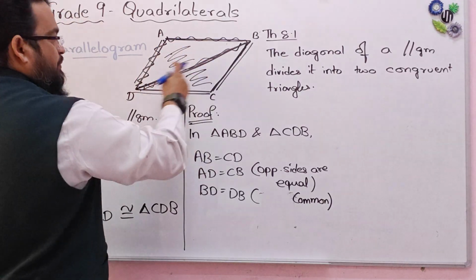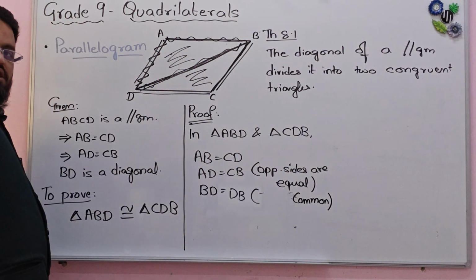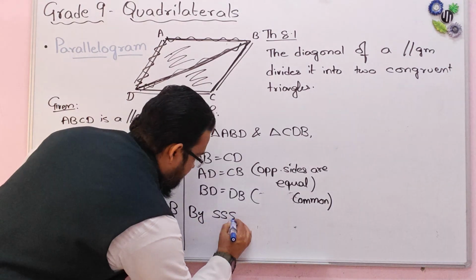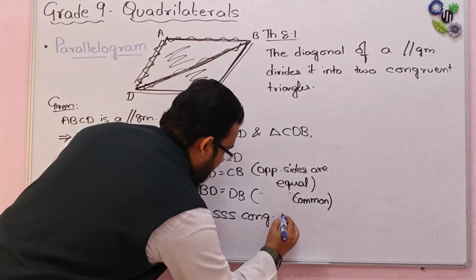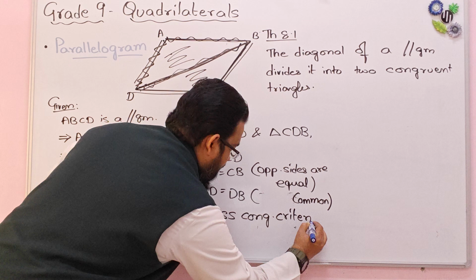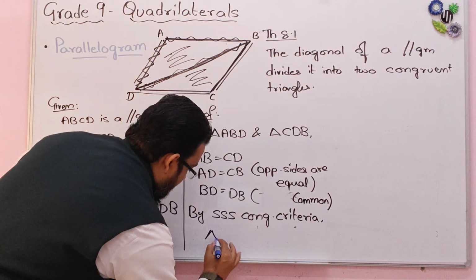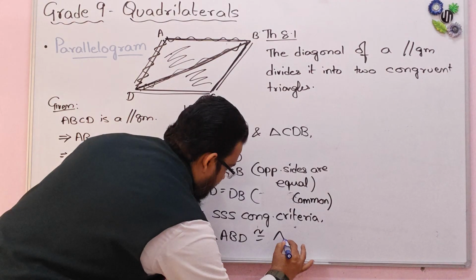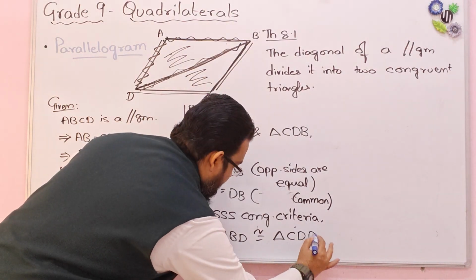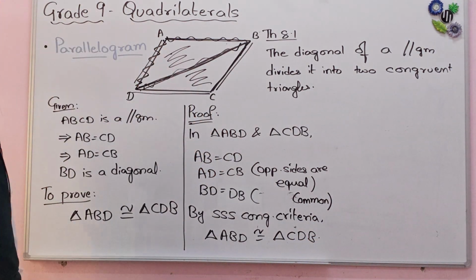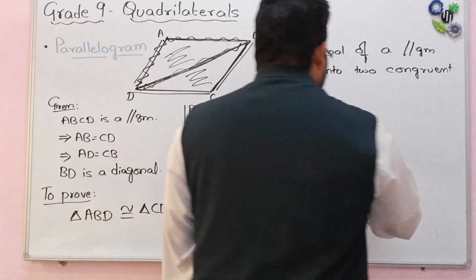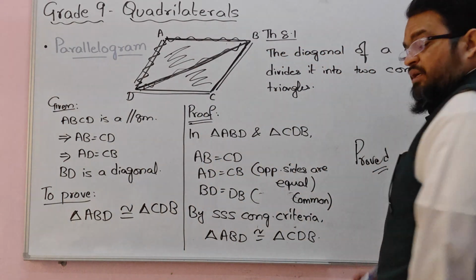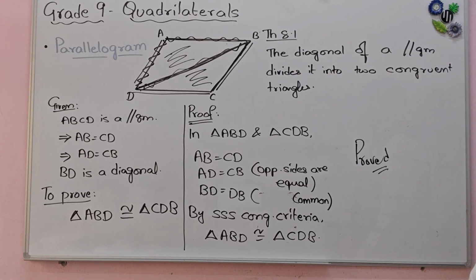So what are these three parts? These three parts are three sides of a triangle. So, by SSS congruency criteria, triangle ABD is congruent to triangle CDB. Understood? So proved. This is how you prove the given statement. Understood, my dear students?